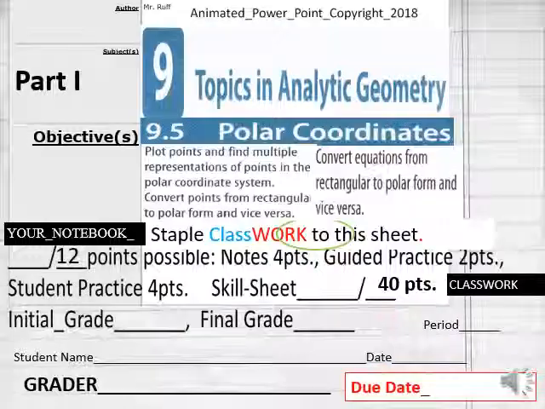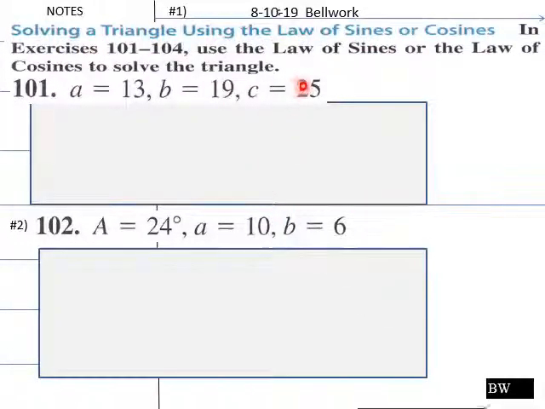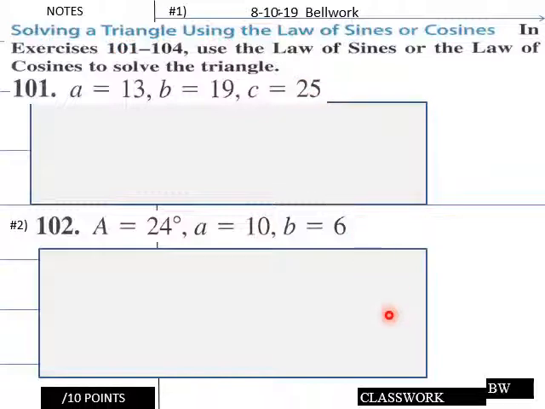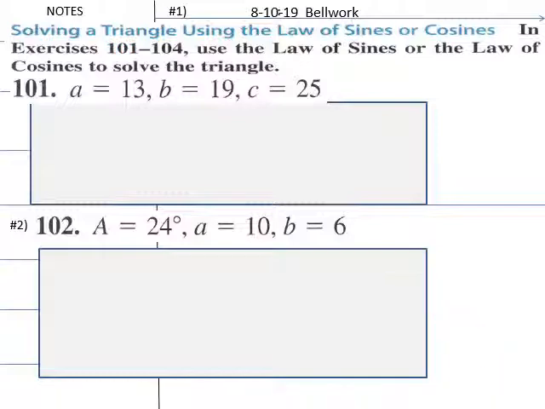Here's your due date. And we'll start out with today's bell work, teachers and students. Use the law of sines or the law of cosines to solve these triangles here. A bit of review. So drag your notes out, students. Give your students 5-6 minutes for this. Teachers, pause your video for 6 minutes.